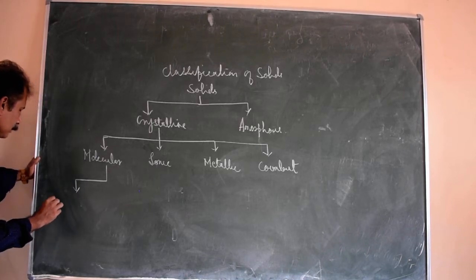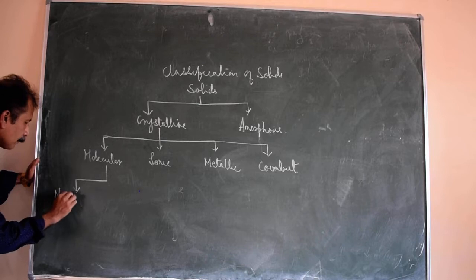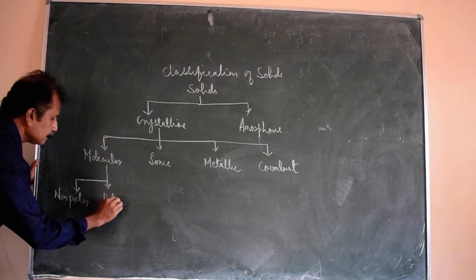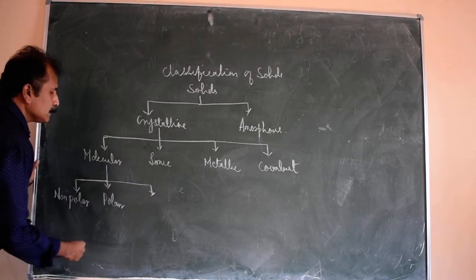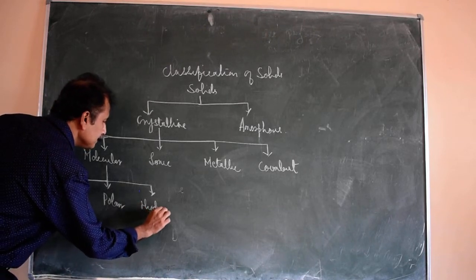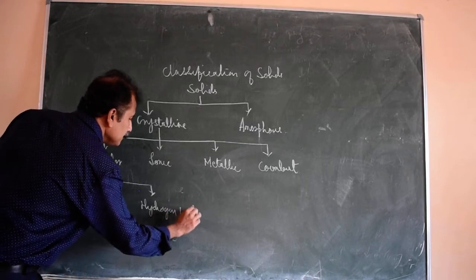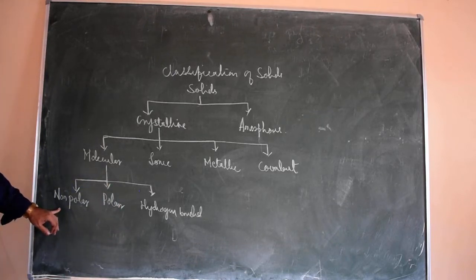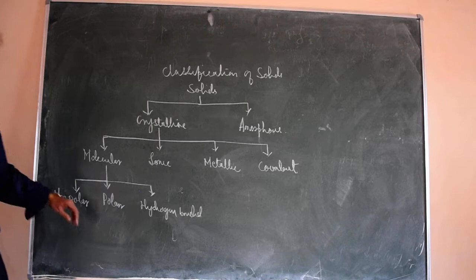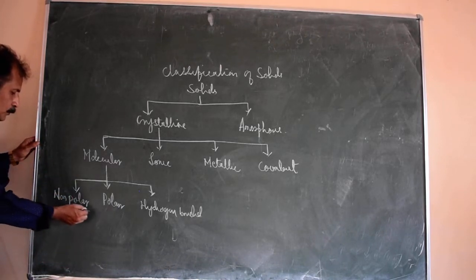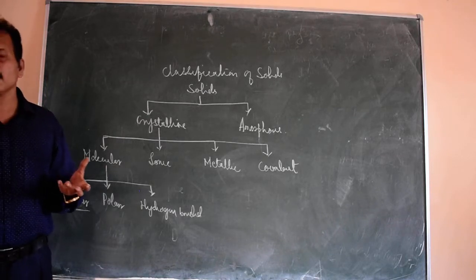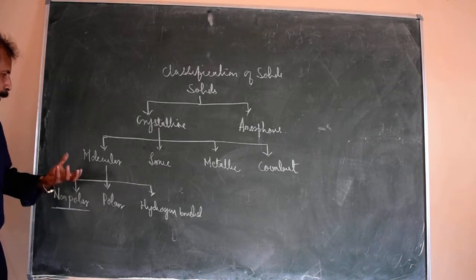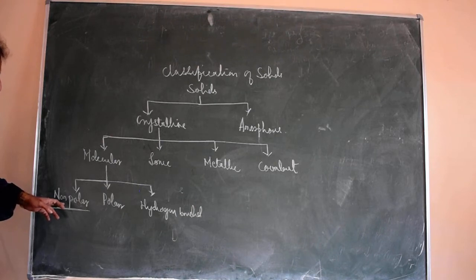First one is non-polar. Second one is polar. And the third one is hydrogen bonded. Okay, so molecular crystalline solids are further classified into three: non-polar, polar, and hydrogen bonded. So here the constituent particles are held by very weak forces, like for example a dispersion force that will exist holding the molecules together.